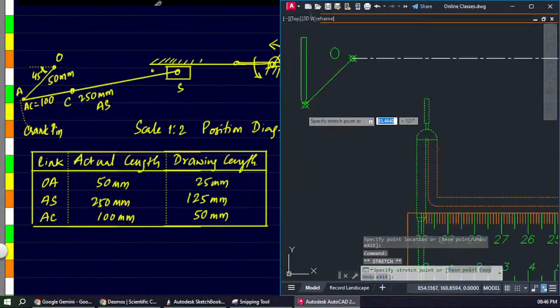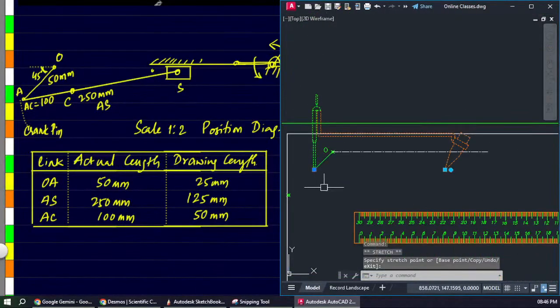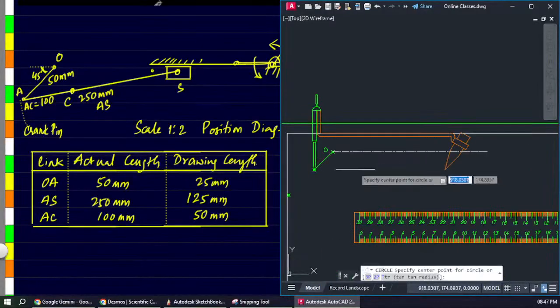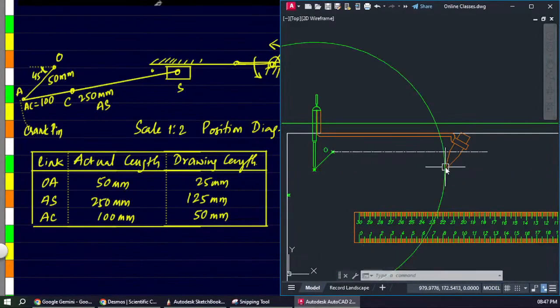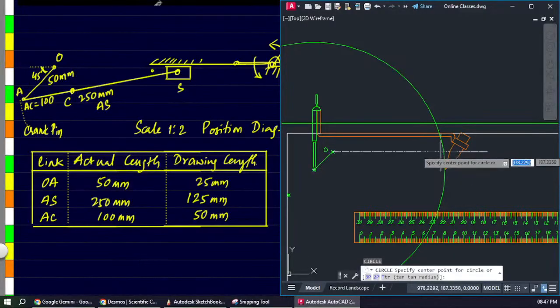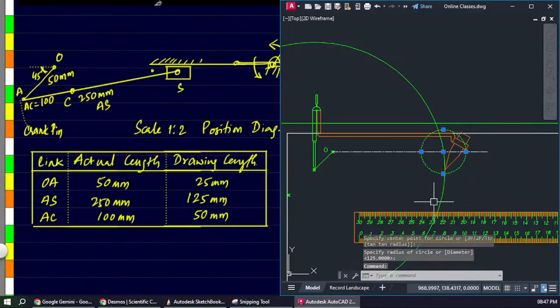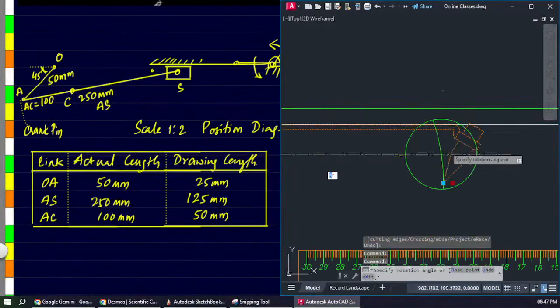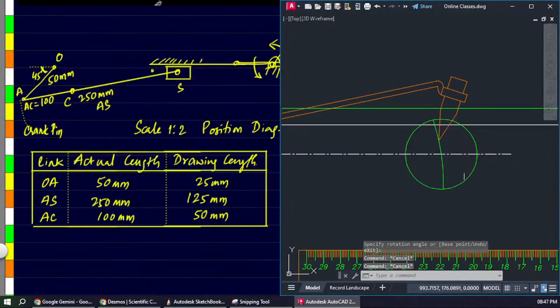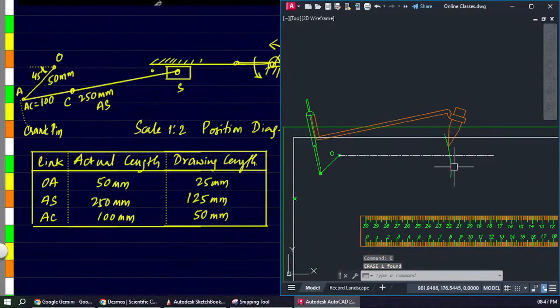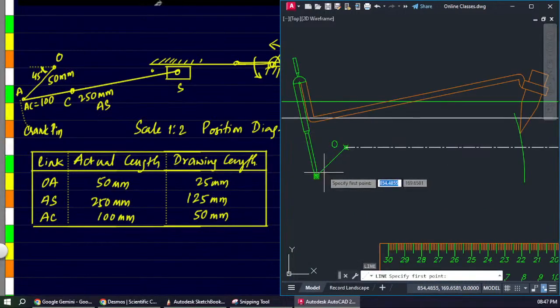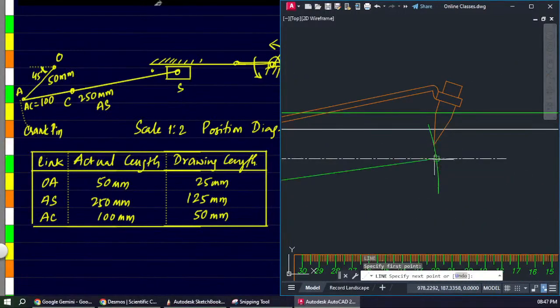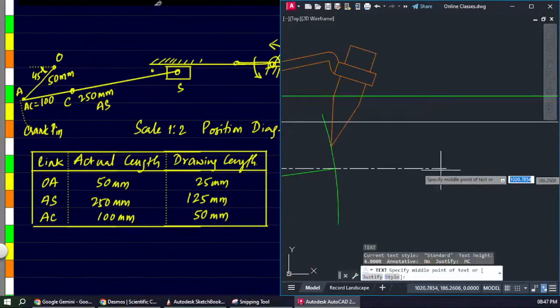So we'll have to take the center point and keep it over here, and we'll have to draw an arc from this. We will not need the complete arc, we will just need to draw this much arc over here. Wherever it intersects our line, that is where we will have our center point of the slider.